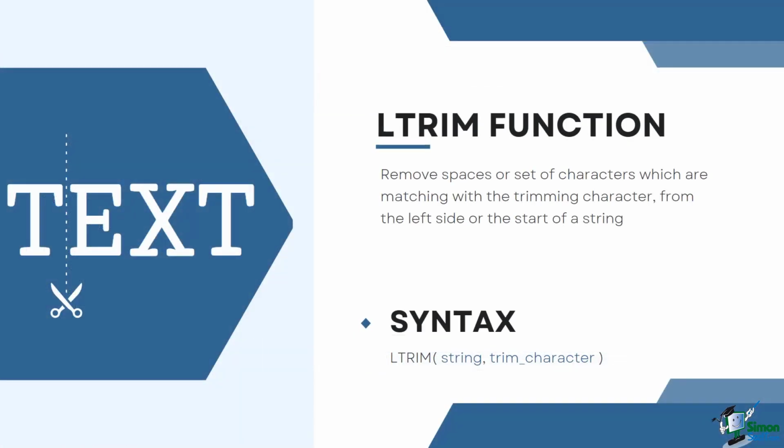LTRIM. LTRIM is the counterpart of the RTRIM function, where it is used to remove spaces or a set of characters matching the trimming character from the left side or the start of a string. Its syntax is LTRIM(string, trim_character). Same with RTRIM, string is the field or text to trim from, while trim_character is the set of characters to be removed from the left side. If no characters are indicated, LTRIM will remove spaces.